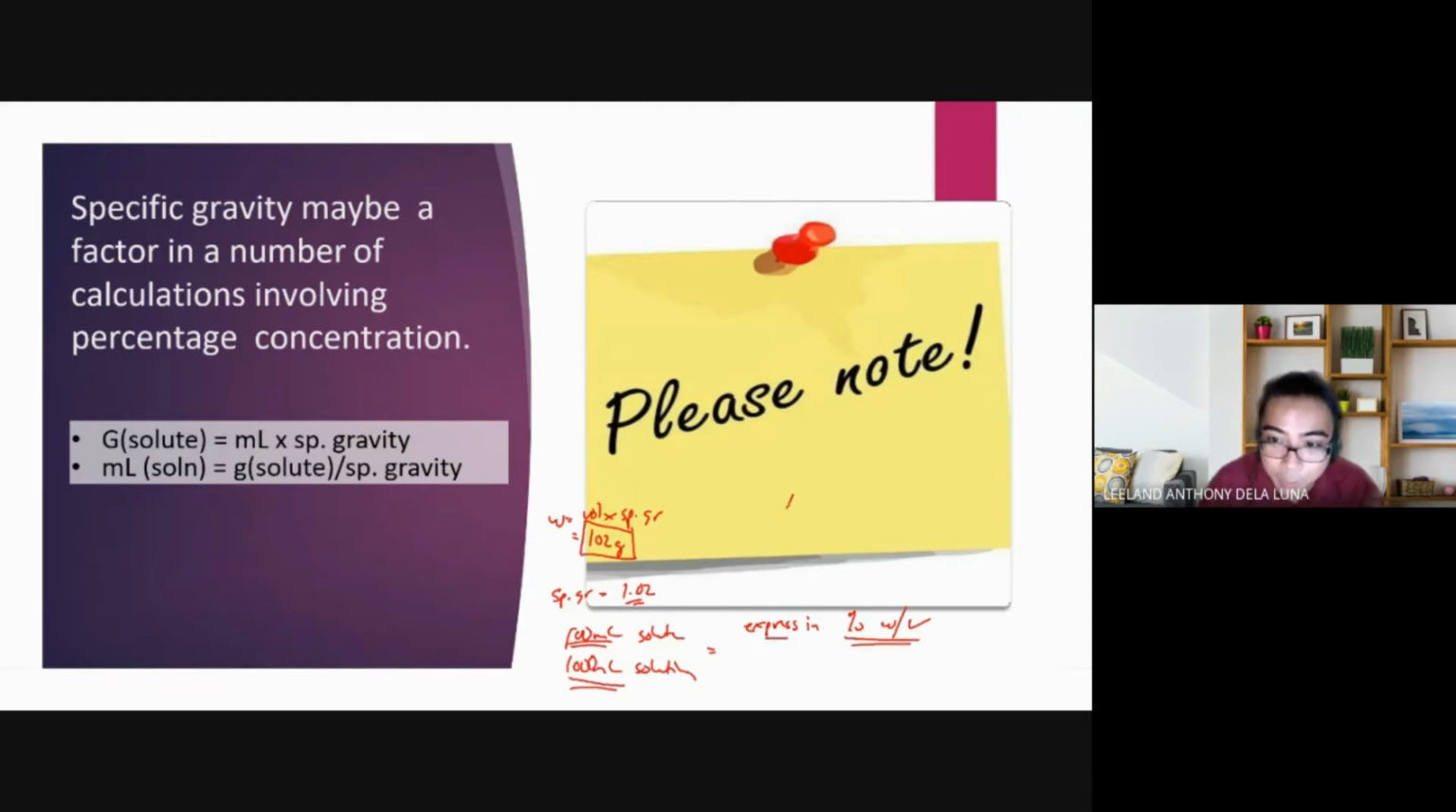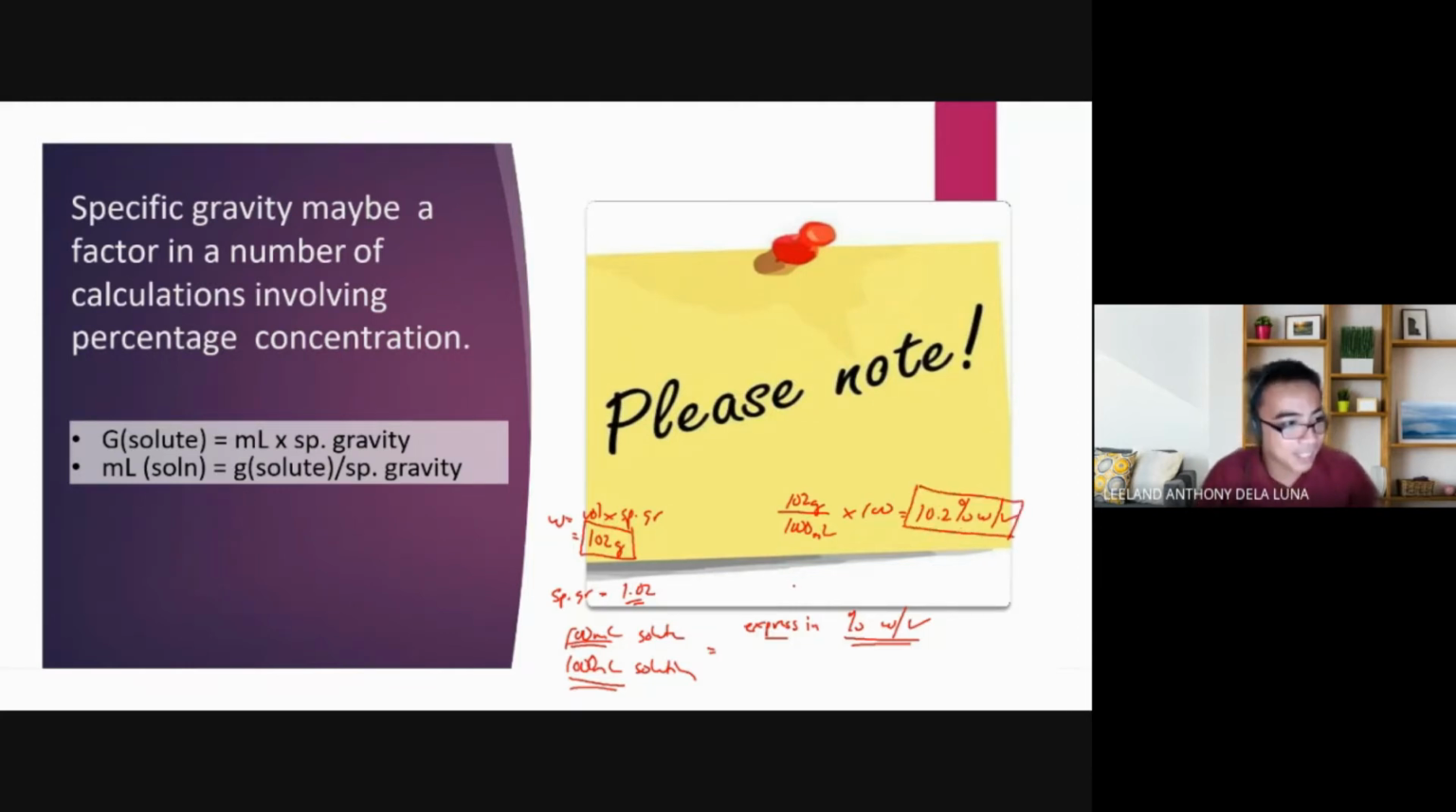So I'm going to express this now in percent weight per volume. So that would just simply be 102 grams divided by 1,000 ml. Okay? By 1,000 ml times 100. And therefore, 102 divided by 1,000 times 100. That would be 10.2% weight per volume. Nagets ba, class? Very good. Isa pa. Okay, that's 10.2% weight per volume.